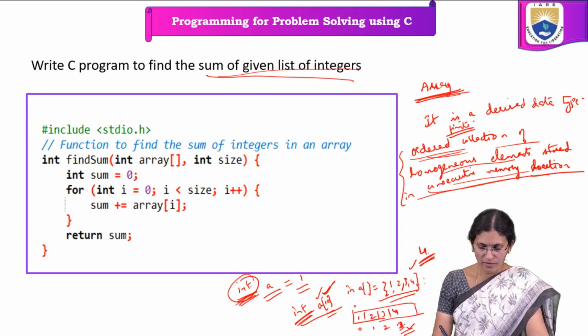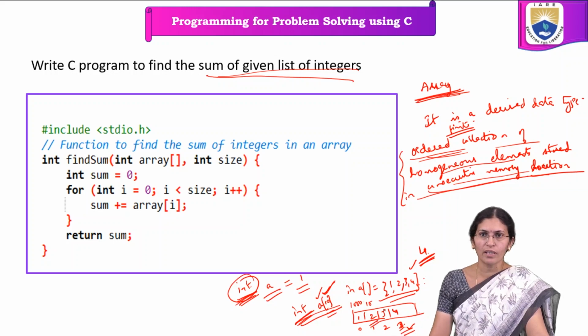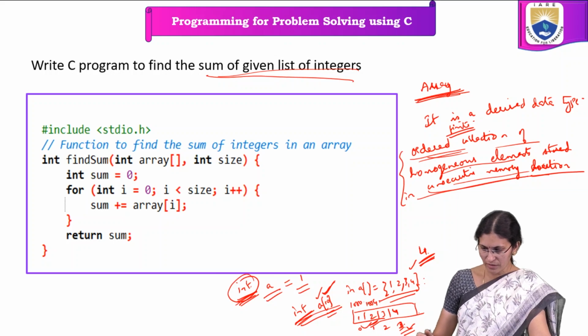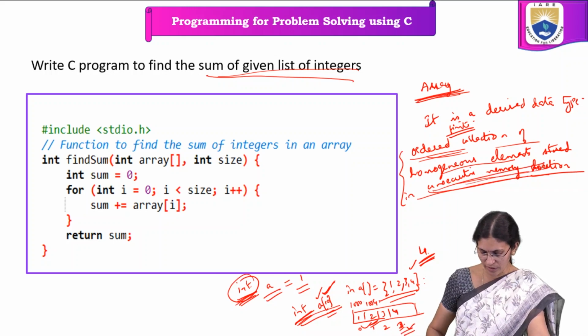Suppose all the elements are of integer type here. If the first element is placed at location 1000, then the next element, the value 2, will be stored at location 1004, because an integer requires 4 bytes of memory. In this way, the elements in the array occupy consecutive memory locations.